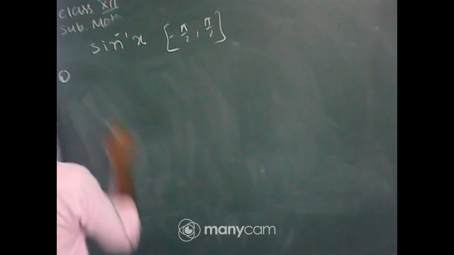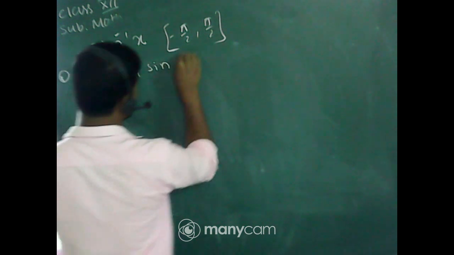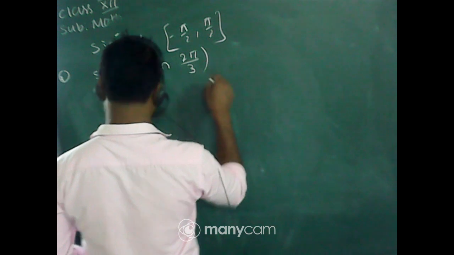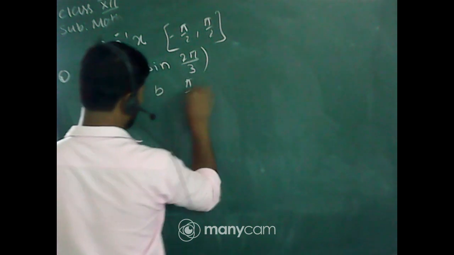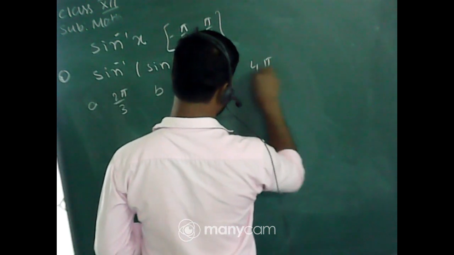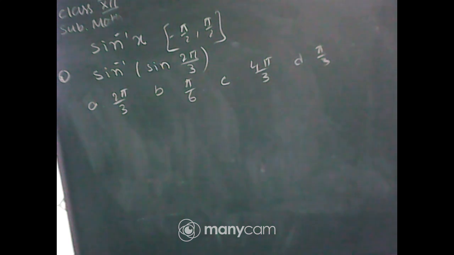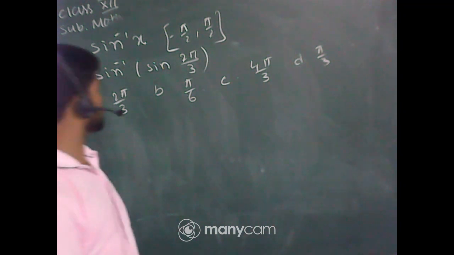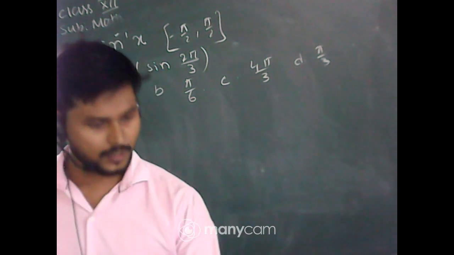The next question is, find the value of sine inverse sine 2 pi by 3, and the options are A 2 pi by 3, B pi by 6, C 4 pi by 3, and D pi by 3. Bhaswar is saying it will be option A.